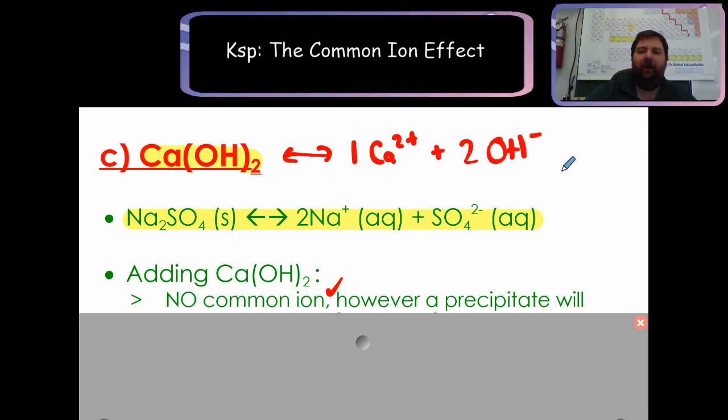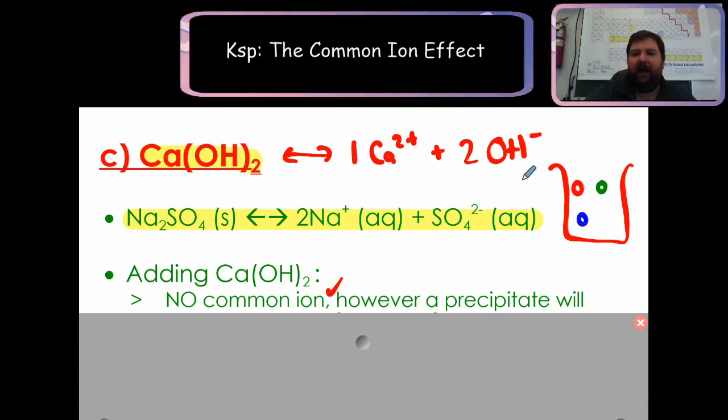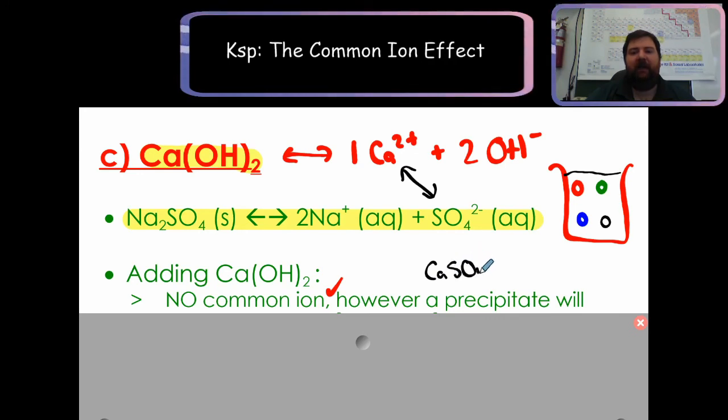When I think about my beaker, I now have 4 things in here. I have Ca2+, I have OH-, I have Na+, and I have SO4 2-. All 4 of these things are in my beaker. They're all mixing together. When they mix together, will the calcium and the sulfate make a new compound? It will. That's going to be CaSO4.